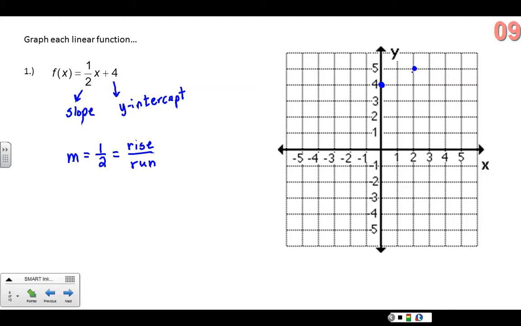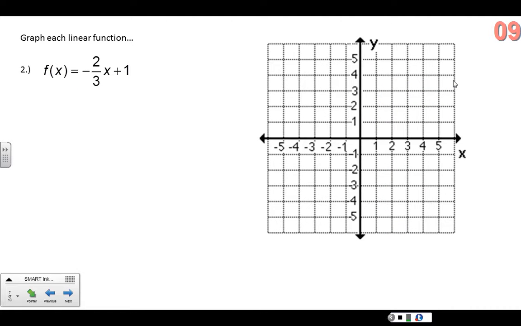So I can continue to do that pattern. Over 2, up 1, as many times as I want to. Then we are able to just connect the dots and graph the linear function. So it's pretty easy if it's in the slope-intercept form. If it's a linear function in slope-intercept form, then it's pretty easy to just graph it outright.